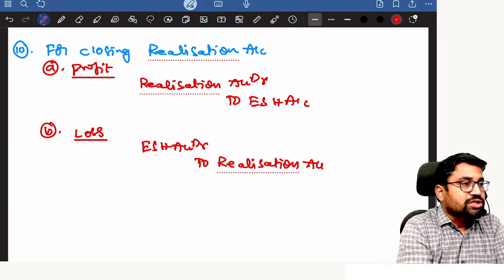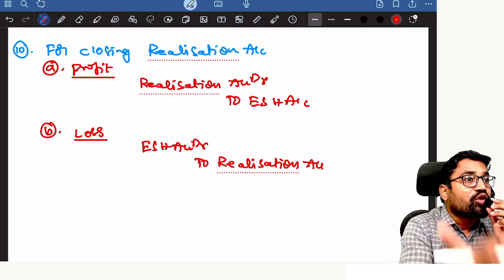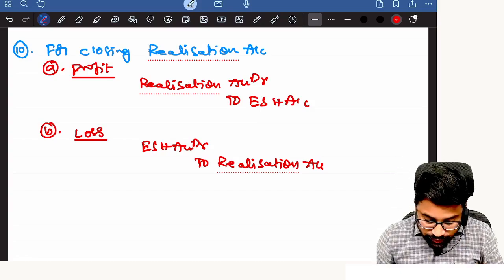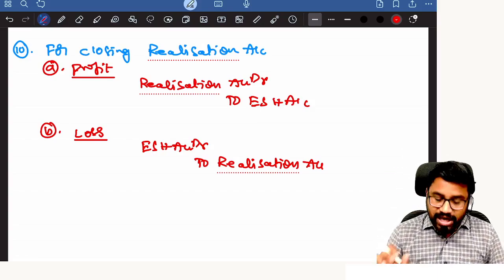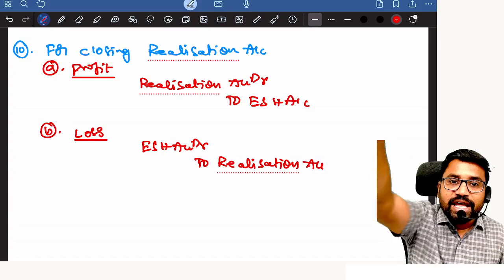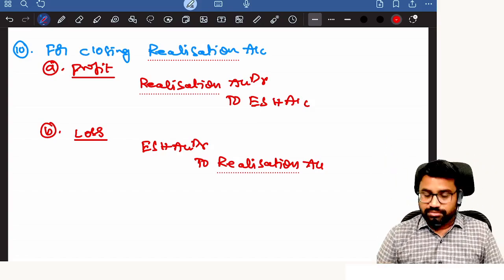What is my profit or loss? That profit or loss must belong to the real owners of the company. Who are the real owners? Equity shareholders. Therefore, we have transferred it to equity shareholders. So when there is a profit, realization to equity shareholders. When there is a loss, equity shareholders to realization.